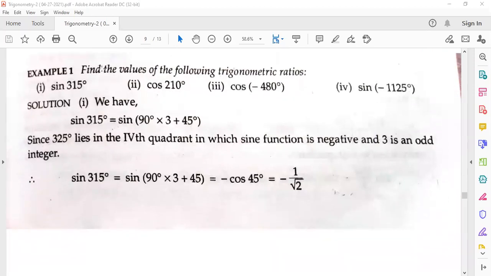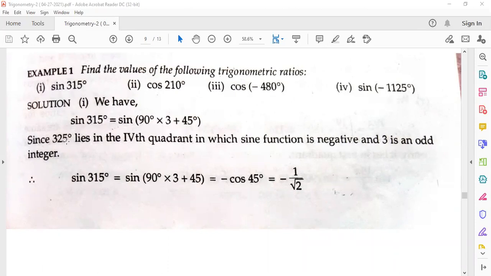Now, given that, find the value of the following trigonometrical ratio. Look here, sin 315 degrees. It can be written by first dividing by 90 degrees. If we divide by 90 degrees, we get 3 into 90 degrees plus 45 degrees. So 315 degrees can be written as 3 into 90 degrees plus 45 degrees. Right?